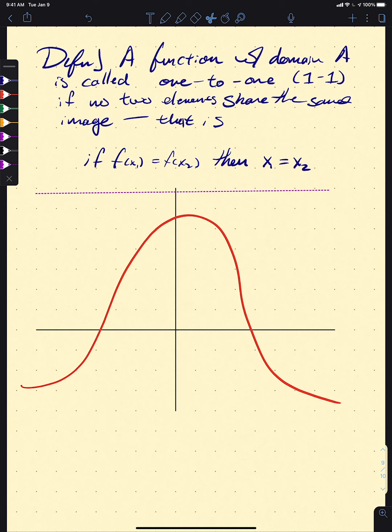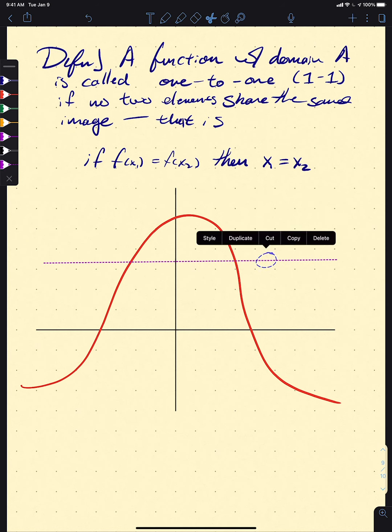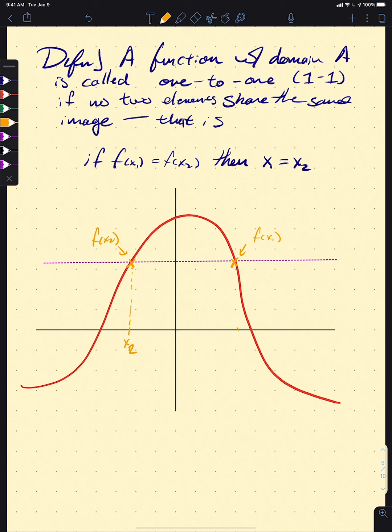So let's take some horizontal line and let's scan it through our function. Let's look at right there. Well, at this point, we have two intersections. Call that f of x1 and call this f of x2, okay? This would be our x2, and this would be x1, and they're not equal, right? So this function is not one-to-one.